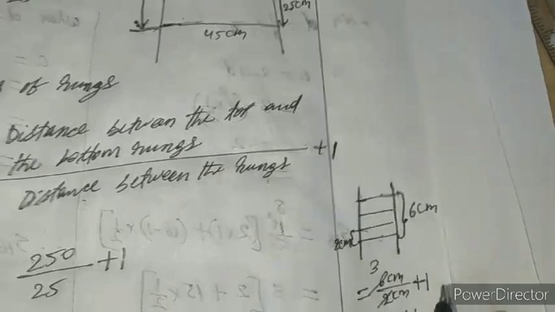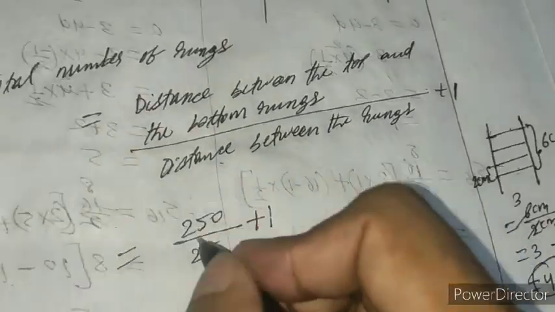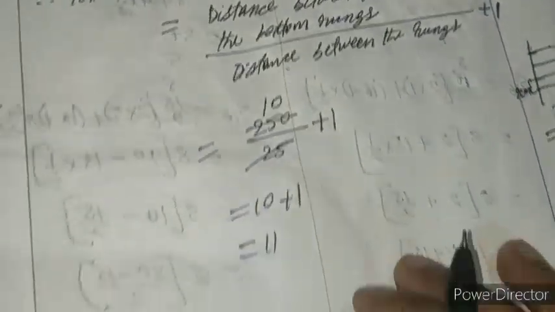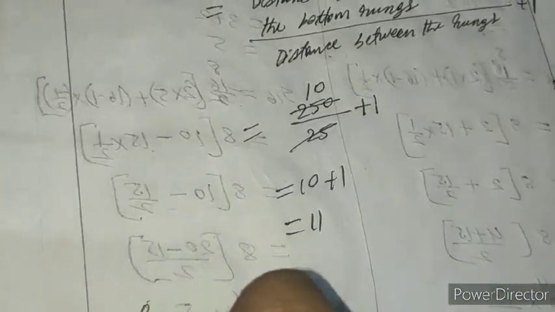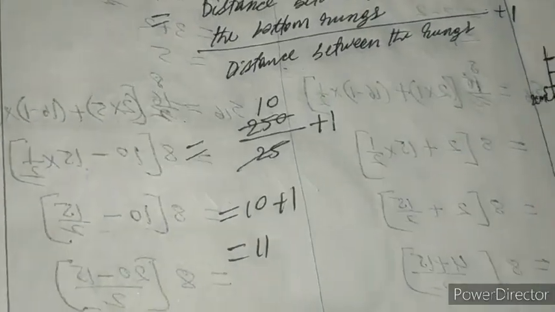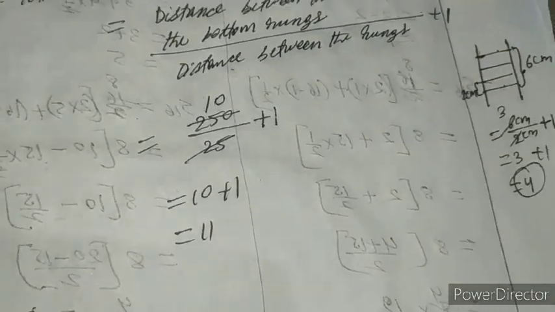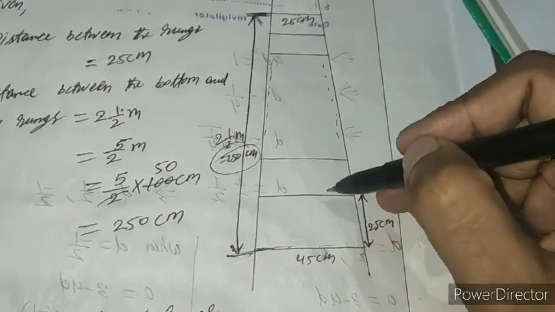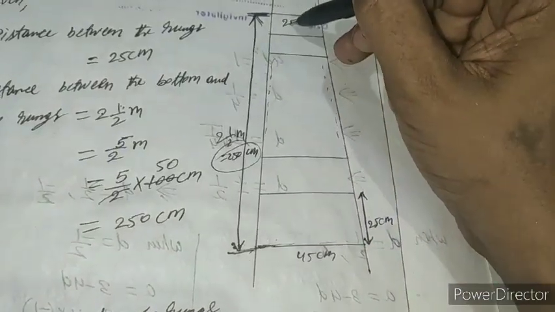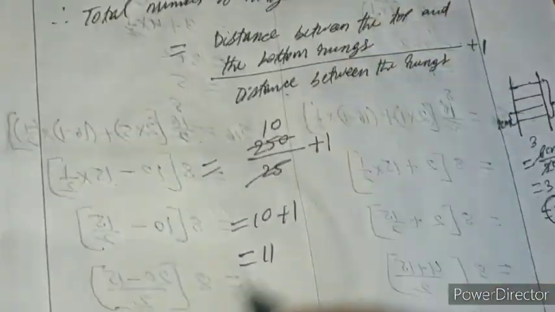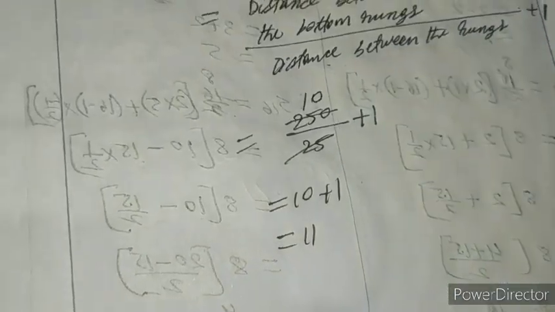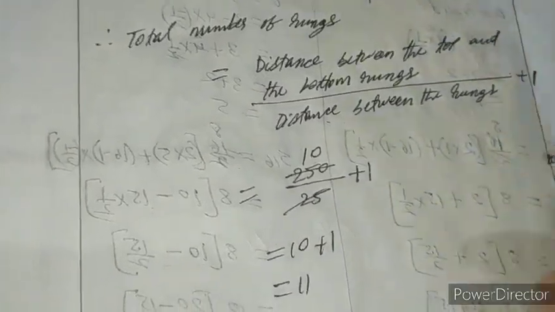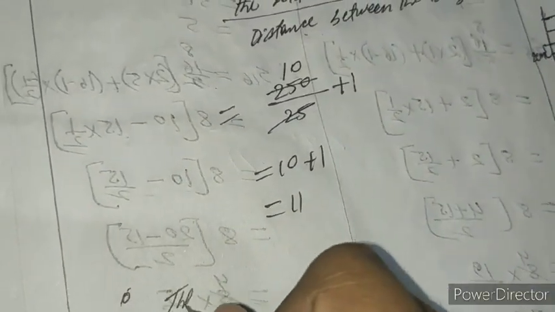Now 25 ones are 25, and 10 plus 1 is equal to 11. Okay, so therefore now we can check that the length of the rungs decreases uniformly. The length of the rungs is decreasing, right? It is 45, and the number is decreasing, it goes up to 25. So now we can conclude that they will be in AP, right?